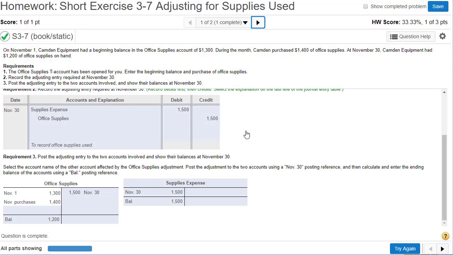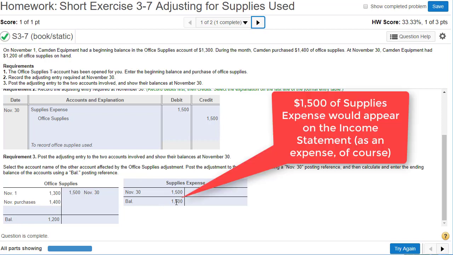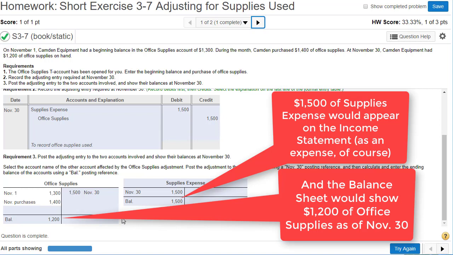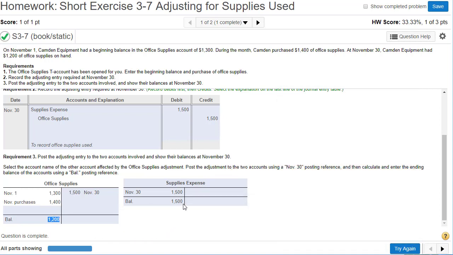So when it comes time to do the financial statements, the income statement, which is revenue minus expense, will show office supplies expense as an expense. And then the balance sheet, which has to show assets, liabilities, and equity, will show office supplies with a November 30th balance of $1,200. So this adjusting entry was necessary to get these account balances to their correct amounts.